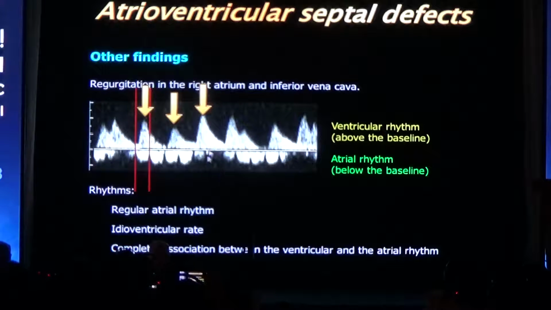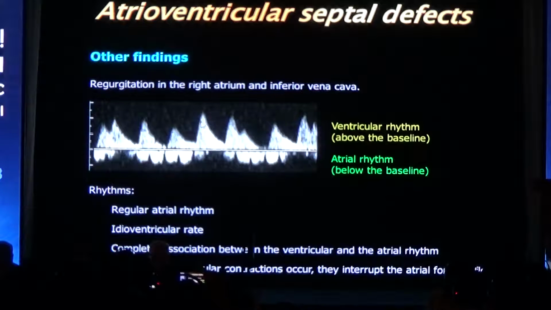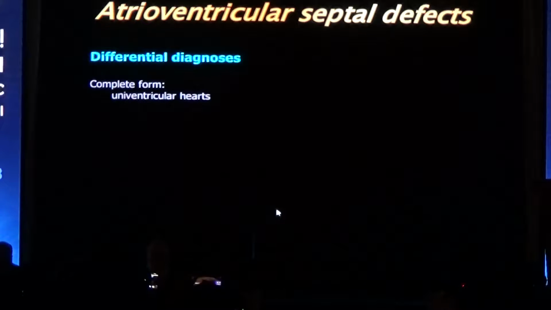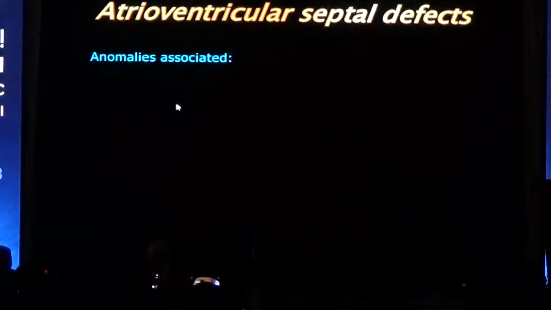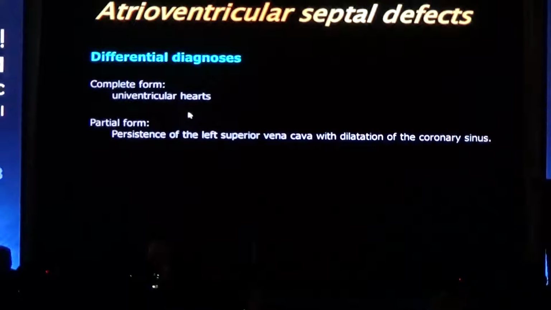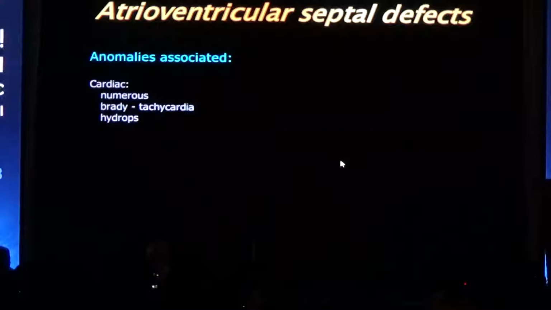And not only that, but you can see that when some very big ventricular contraction occurs, you interrupt the atrial flow, so you have a large amount of regurgitation. So even from this simple image, you can deduce that the baby has the complete form, and therefore most likely trisomy 21. The differential diagnosis is with the univentricular heart and the partial form. You can also think about the persistence of the left superior vena cava with dilatation of the coronary sinus. So, what are the associated anomalies?